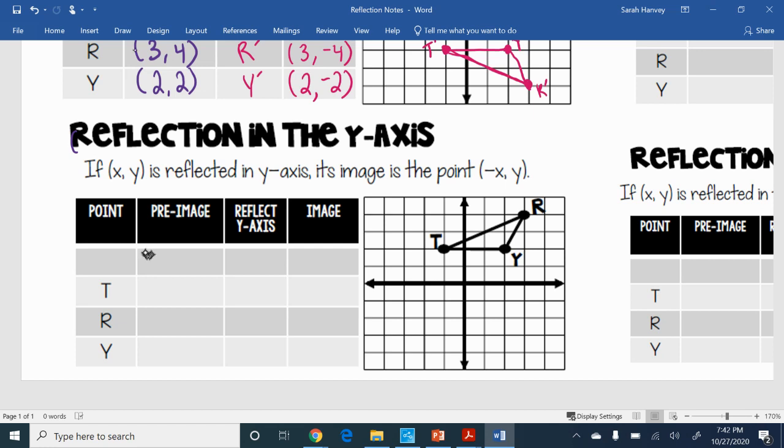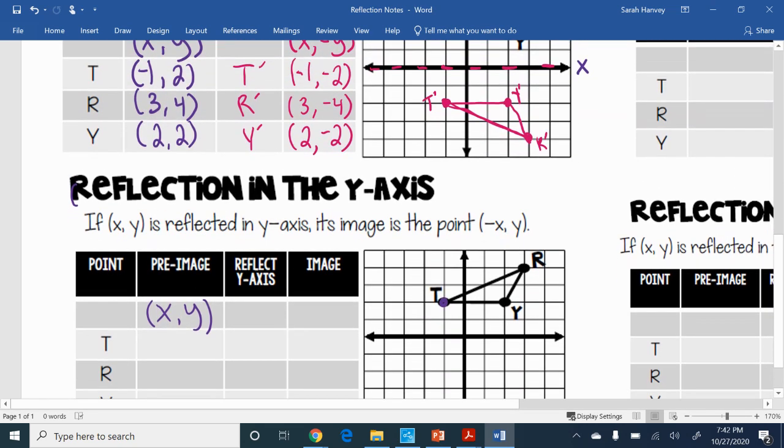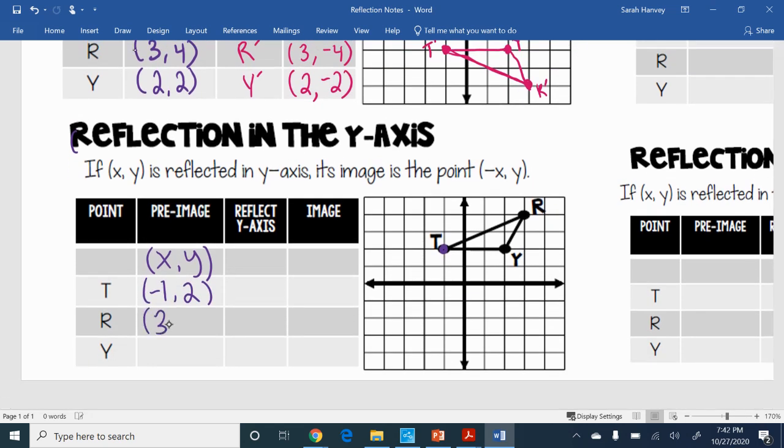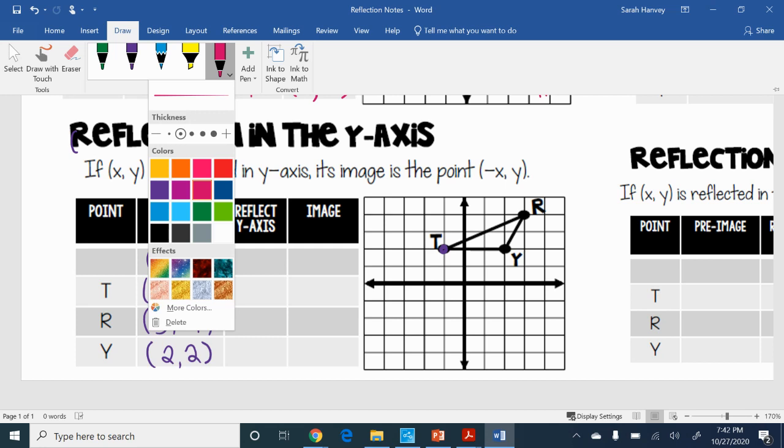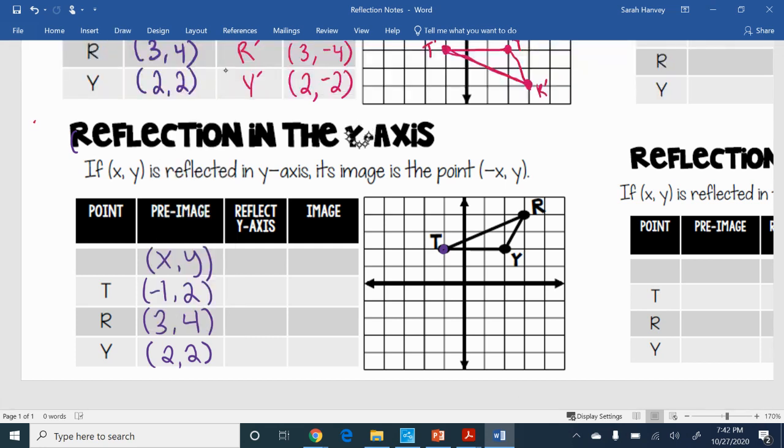All right, so we're going to take our pre-image, which is x, y, and we're going to get the coordinates of T, which I think is the exact same picture. Yes, it is. So that's cool. So it's going to be -1, 2, 3, 4, and 2, 2. And now we're going to do our reflection, our line of reflection. And we know this time it's going to be on the y-axis. So I'm going to go ahead and dash the y-axis this time.